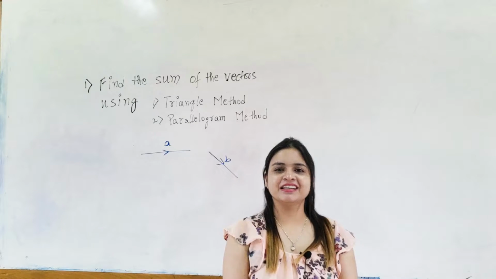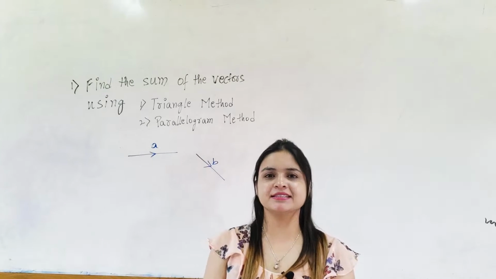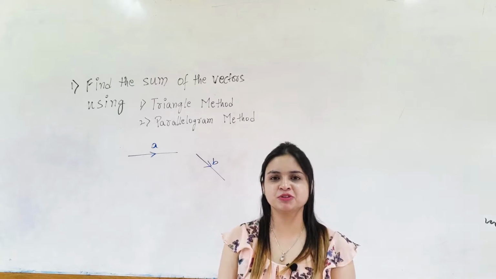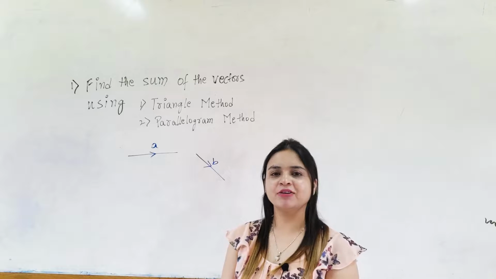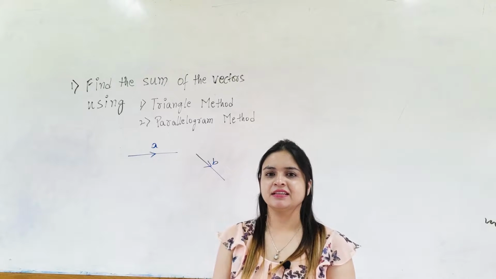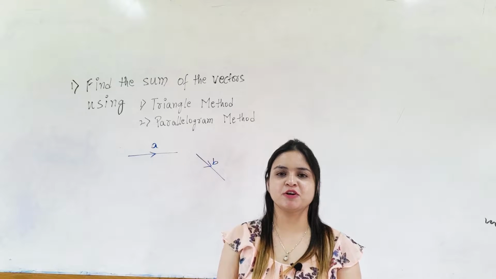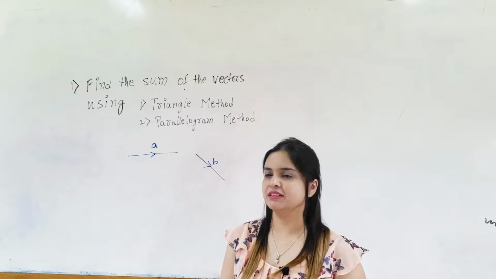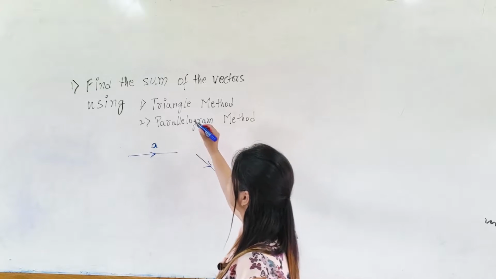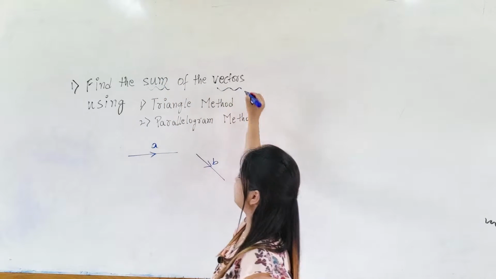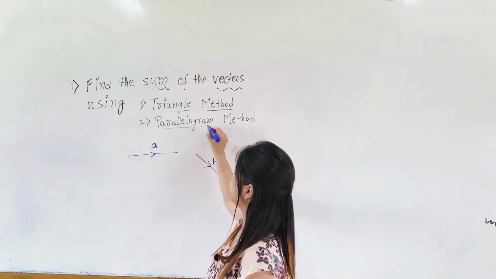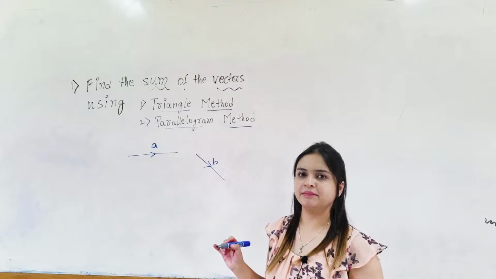Hi everyone. So in my previous video, I discussed the introduction of vectors and the two methods that we use to find the resultant of vector. Now in this video, I will discuss some more examples of using the two methods of finding the resultant of vector. I have one example over here which says find the sum of the vectors using both the methods, the triangle method and the parallelogram method.